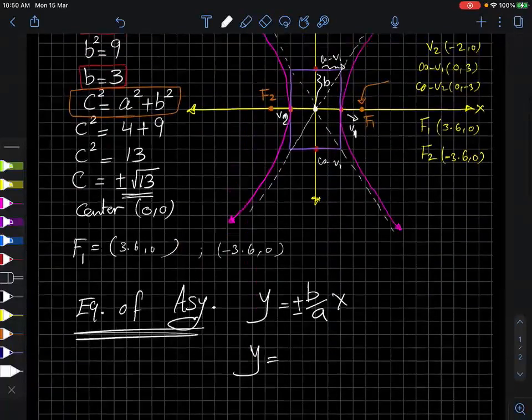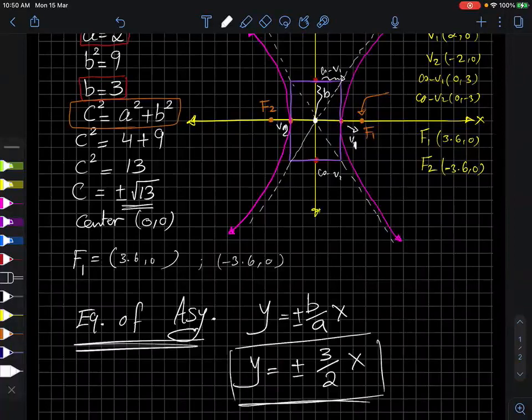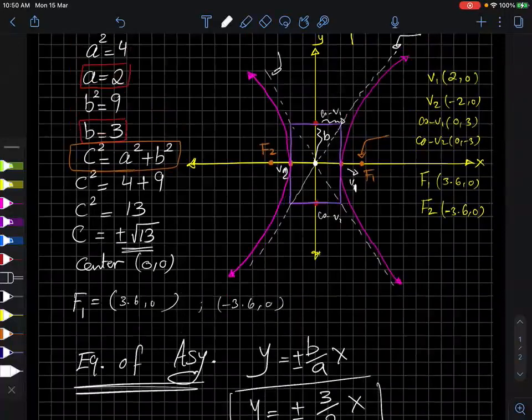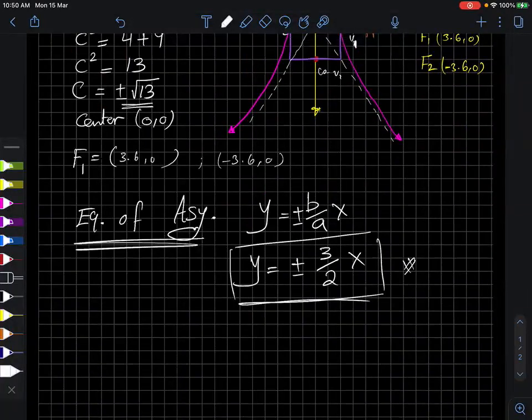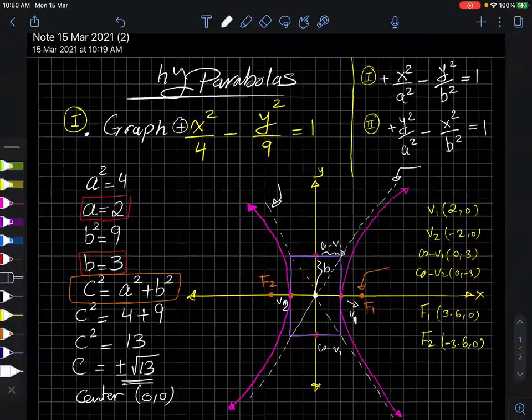So how many units did I raise up? I raised up here 3, and I moved to the right 2 units, which is the value of a. So the equations of the asymptotes are positive 3 over 2 x and negative 3 over 2 x, because one of them rises from left to right, and the other asymptote, this one here, falls from left to right. It has a negative slope. That's why you have two, what? That's why you have what, guys? Two asymptotes. Finished.